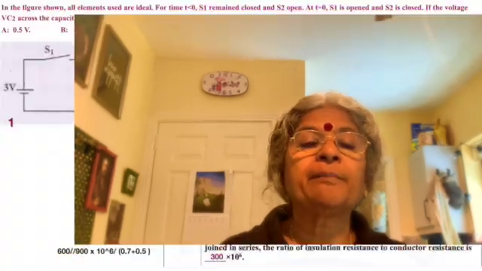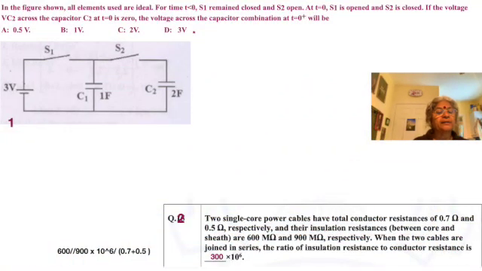Of course, we start with the capacitor, and it is interesting to note that though we have a pair of capacitors there, the switches perhaps have a role to play in either connecting them in parallel or leaving them in series. We also have a 3-volt source feeding the arrangement. In the figure shown, all elements used are ideal. Of course, unless they are ideal, we will have problems for solution.